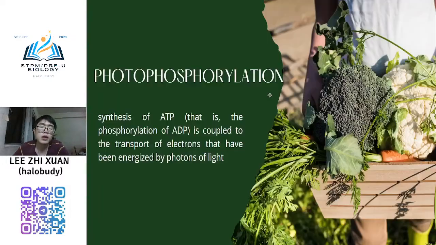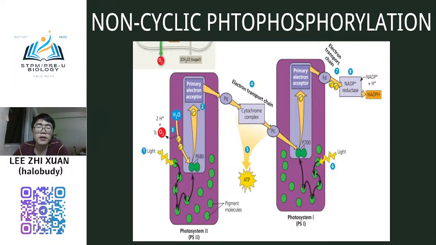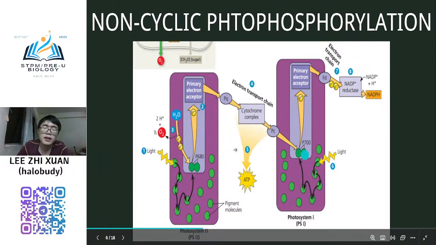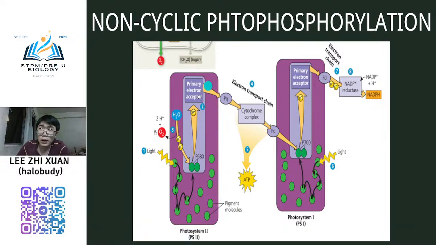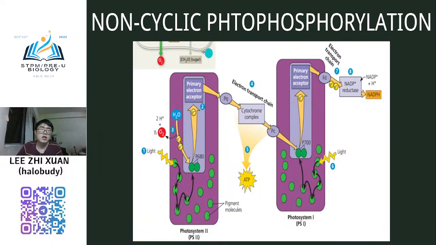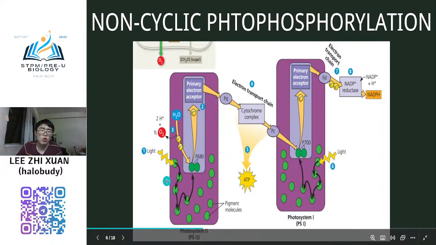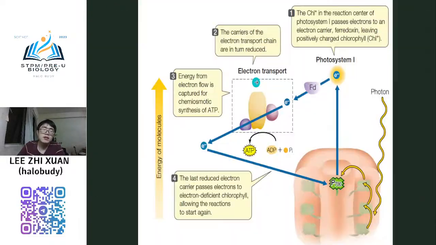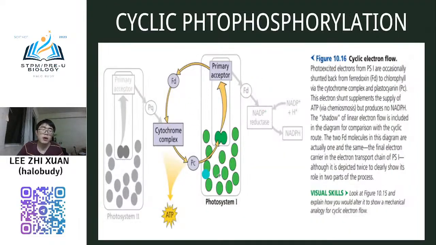Okay. Now we go to cyclic and non-cyclic photophosphorylation. If you see here, this is the arrangement of the photosystems in the thylakoid membrane. Normally it is arranged like this: PS1 is at the right hand side and PS2 is at the left hand side. Non-cyclic means it starts from PS2, but cyclic starts from PS1.